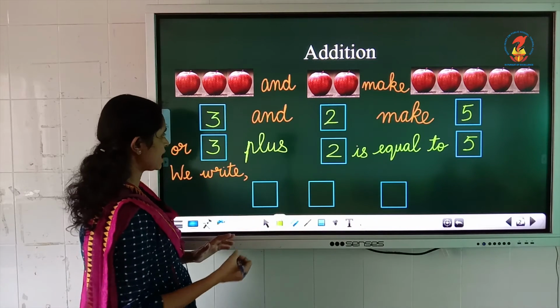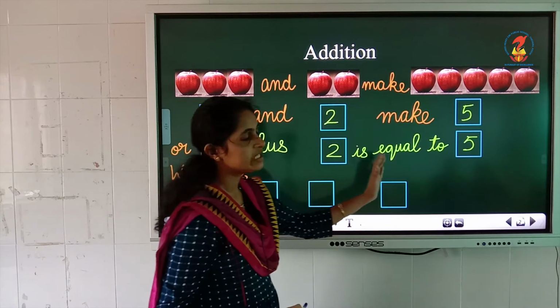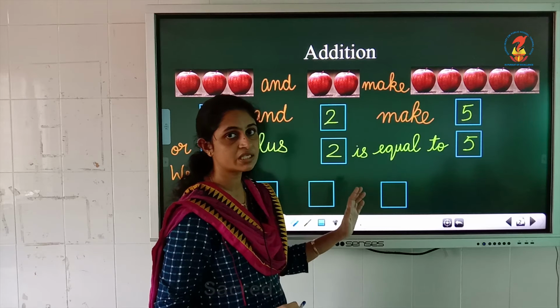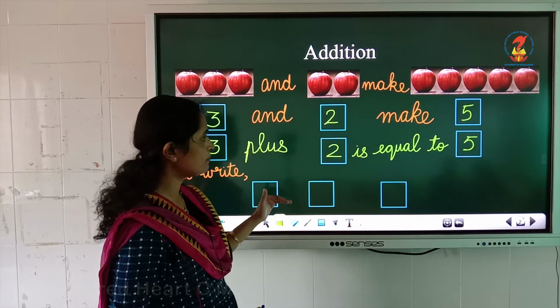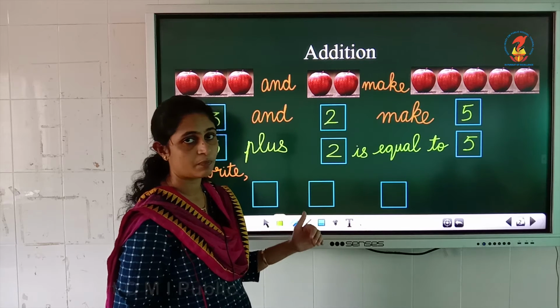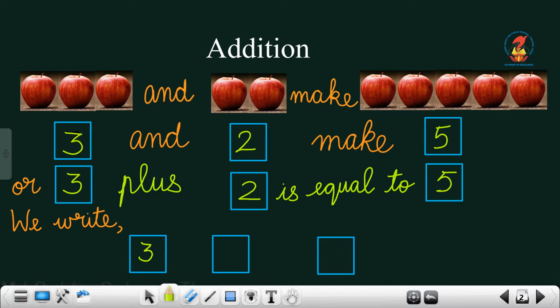Now, in maths, we will use some symbols to represent plus and equal to. In your last class, Reena Miss taught you how to write equal to, isn't it, children? Now, we are going to write the same with the help of signs, with the help of symbols. So, again, I am going to write the number 3 in the first box, and instead of this plus, I am going to use a symbol. This is the symbol we use for plus.